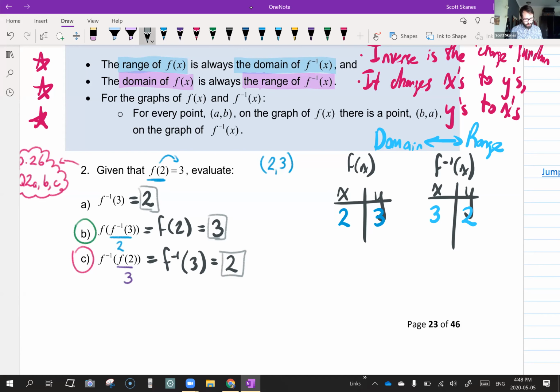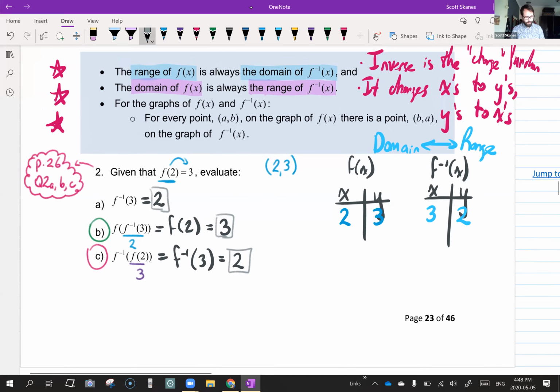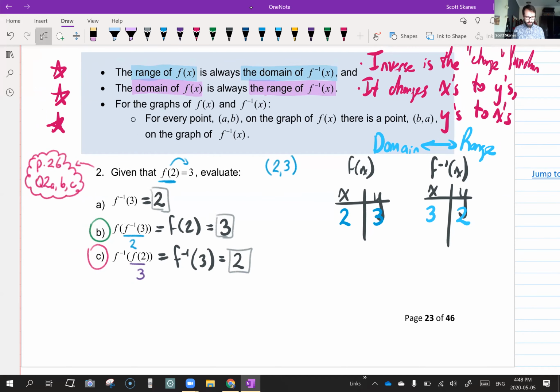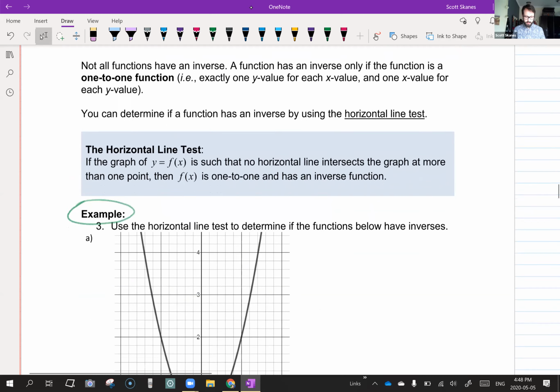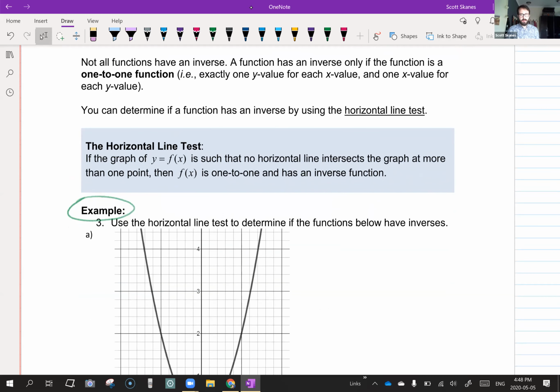Okay, so I think I've probably talked about that enough. There's some more practice on this later that we'll cover. So let me get to what I think is a little bit more interesting parts of the inverses. First of all, not all functions have an inverse. It only has an inverse if it's a one-to-one function. Or in other words, you can determine if a function has an inverse by using the horizontal line test.